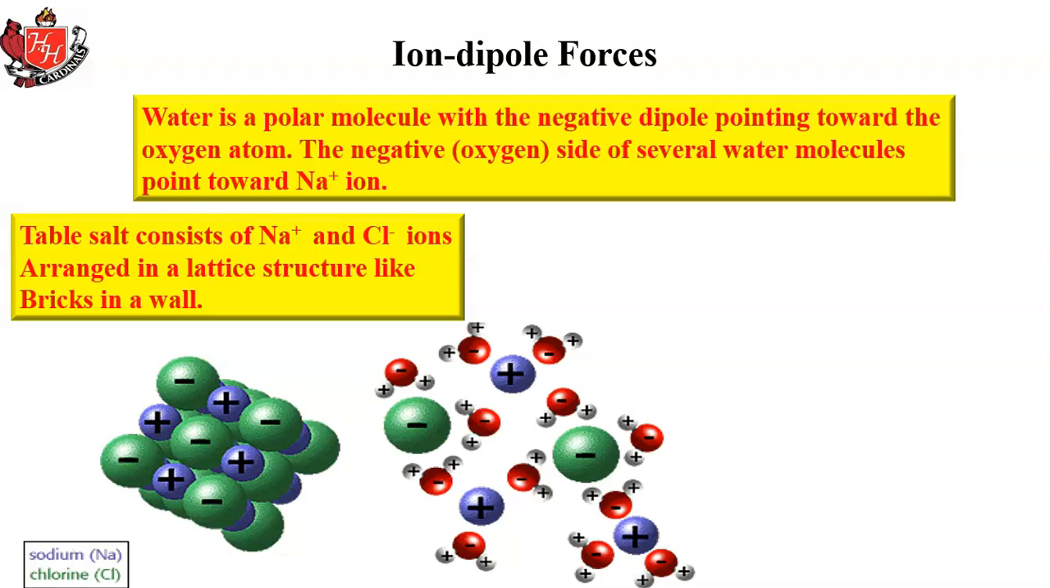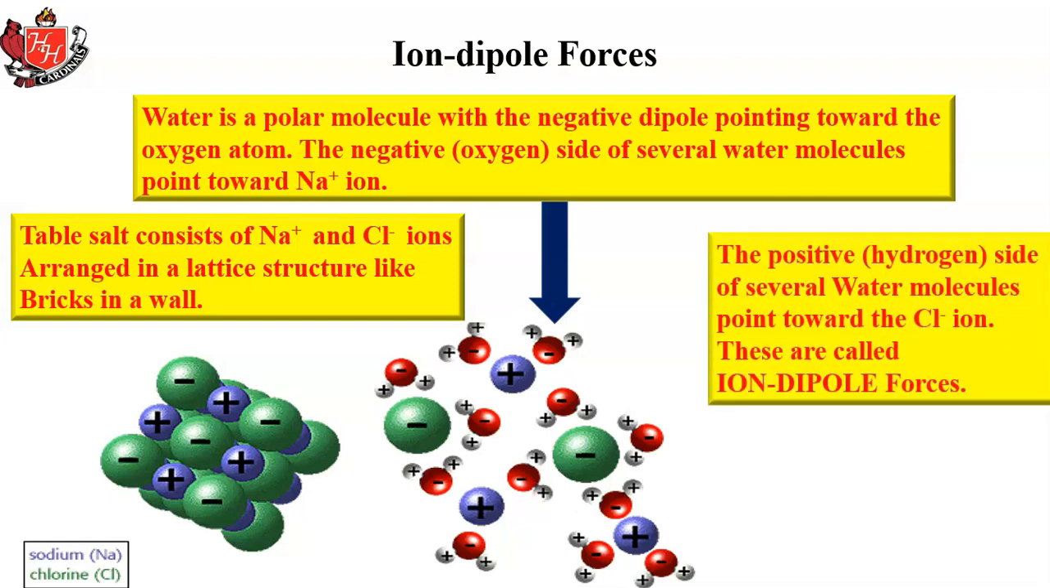So the negative oxygen side of several water molecules point toward a sodium cation, a positive sodium ion. And you can see that right there where the arrow is pointing. So the sodium is the blue plus circle, and the negative end of the water molecule is the oxygen side, the red. And so you'll notice that there's several water molecules surrounding that sodium. And that's what pulls it away from the salt crystal.